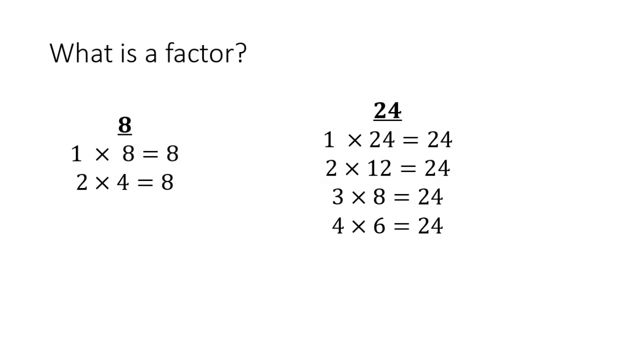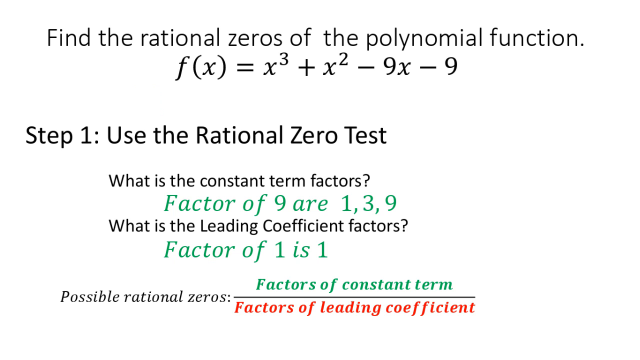So what is a factor? Factors are numbers that you can multiply to get another number. So for example, if we have 8, the factors of 8 are going to be 1, 8, 2, and 4, because if I multiply 1 times 8, I get 8. 2 times 4, I get 8. If we look at 24, the numbers 1, 24, 2, 12, 3, and 8, 4, and 6. These are all considered factors of 24.